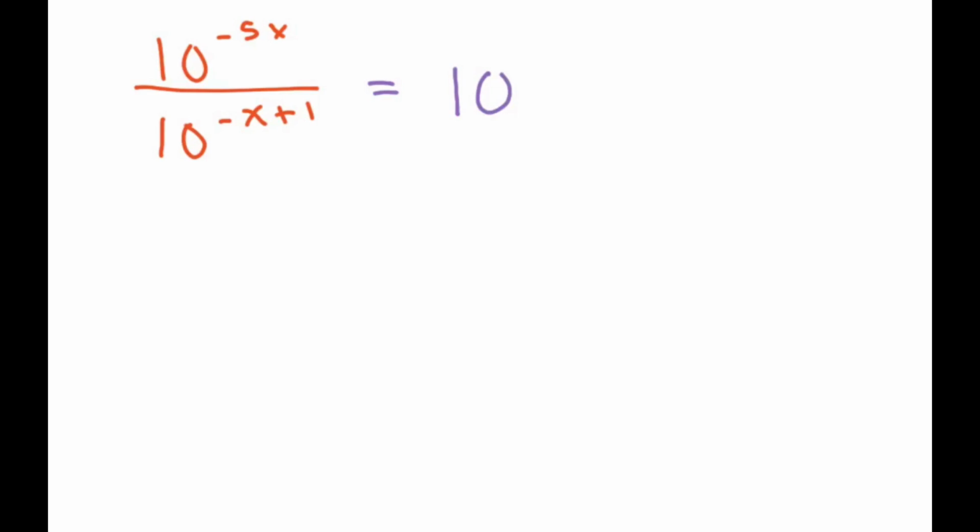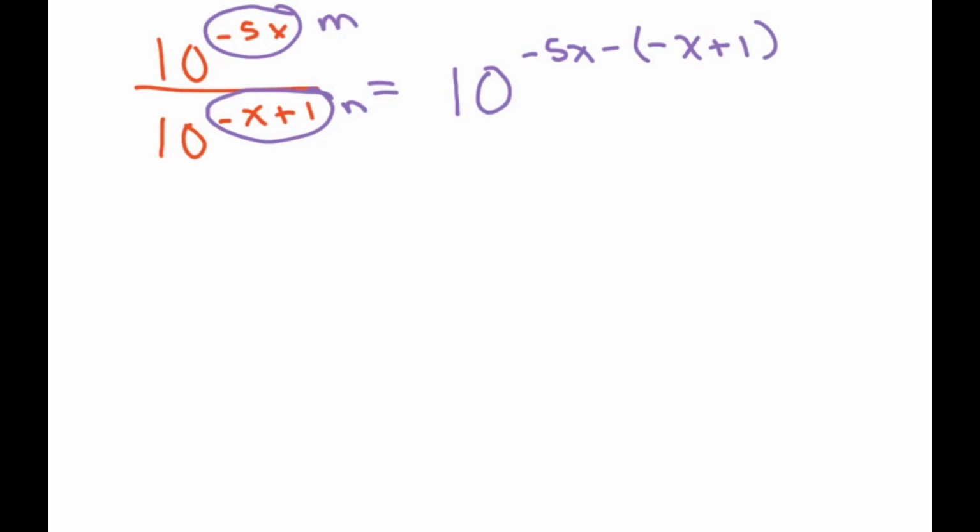Our base is 10, and we're just going to take our m. This is your m, and this would be your n. So we're going to write negative 5x minus your n, which is negative x plus 1. Now we're going to clean that up and simplify. Two negatives make a positive, so it would be plus x. And then negative times a positive is going to be minus 1. So our answer is going to be, if you want to, you can put the x first. That would be x minus 6.